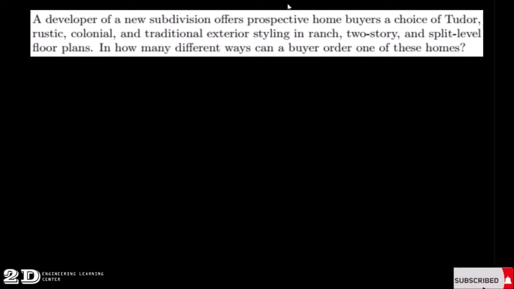Okay, so basically we are in the business of real estate. The problem states that a buyer could choose among types of exterior styling. So we have Tudor, and that is not two but four types of exterior styling: Tudor, rustic, colonial, and traditional. So that is four, and those styles could be applied if the buyer will buy a ranch, a two-story, or a split-level floor plan.